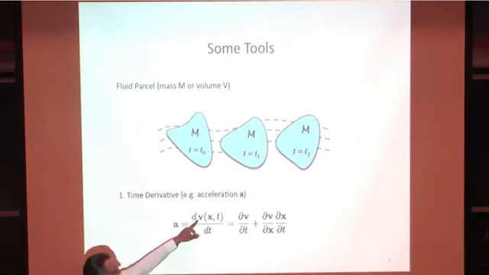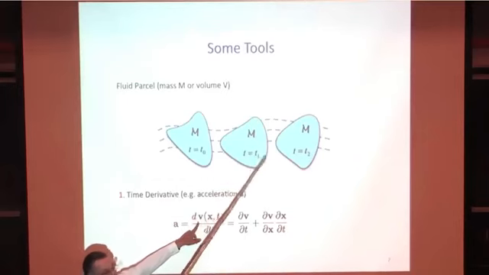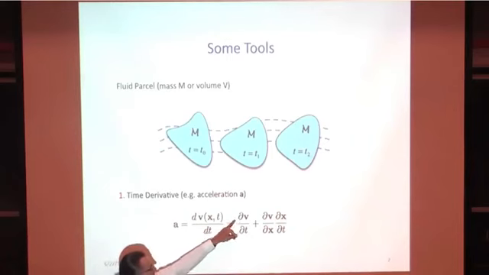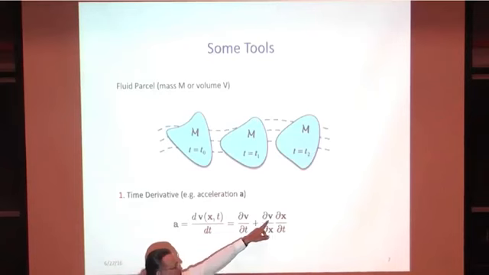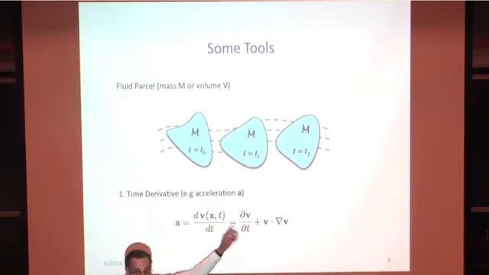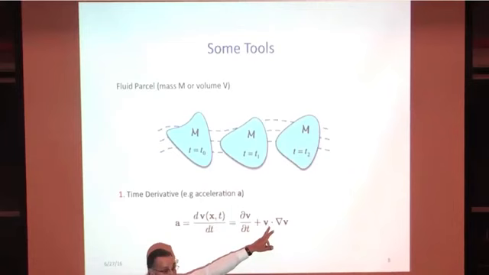Now, if the velocity everywhere in space is a function of both space and time, we can use the chain rule, and it says that the acceleration will be the change of velocity with respect to time, plus the change of velocity with respect to position, times the derivative of position with respect to time. Or we can write this in vector notation. The acceleration will be the change of velocity with respect to time, the acceleration in a moving reference frame, plus the dot product between the velocity and the gradient of that velocity.